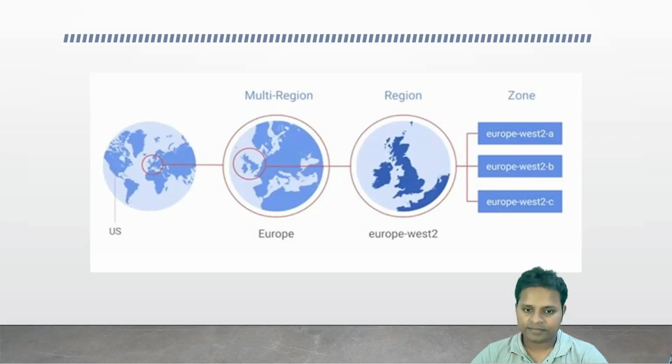Suppose that India is a country. You can consider India as a region. In that, different zones are there. South zone, north zone, east zone. Like that, 3 data centers are there.